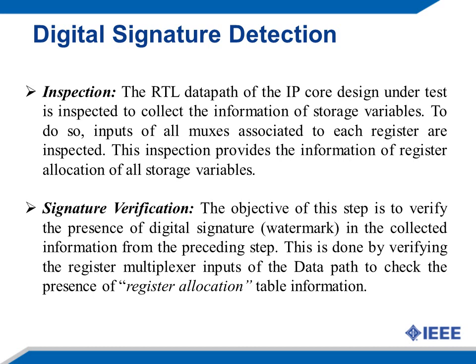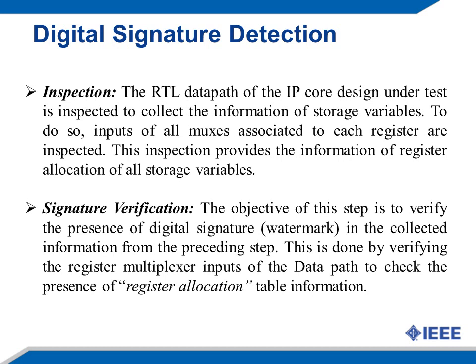Okay, so before we get into the example, a little brief about how we detect a digital signature once it has been implanted. The first step is called inspection, in which the RTL data path of an IP core under test is inspected to collect all the information of storage variables. To do so, the inputs of all muxes associated to each register are inspected. This inspection provides information of register allocations of all storage variables.